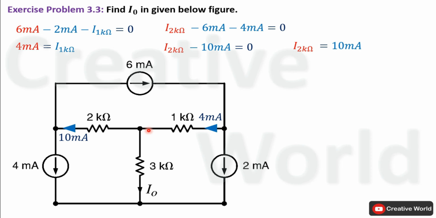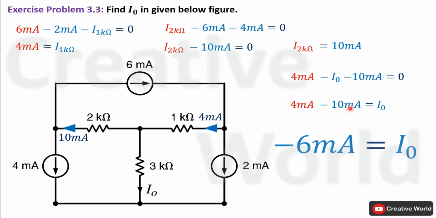Now we will apply Kirchhoff's current law on this node to calculate the value of current I0. On this node only one current is entering, that is 4 milliampere, while two currents are leaving. Leaving currents are taken with negative sign. One current is I0 and the other one is 10 milliampere. In order to calculate the value of current I0, place it on the other hand side of equal and subtract 4 milliampere from 10 milliampere. The answer will be minus 6 milliampere.